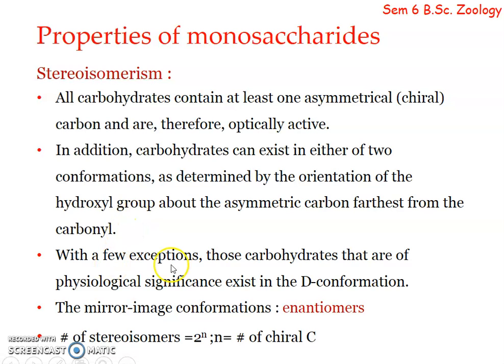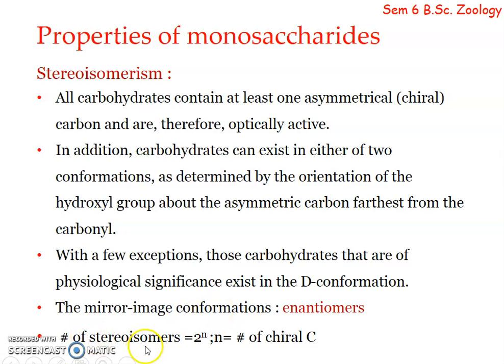Now, with a few exceptions, those carbohydrates that are physiologically significant exist in D conformation. So what it means is all the biologically important sugars or monosaccharides are in D conformation. So D isomers or D monosaccharides are the biologically active molecules. They take part in the formation of oligosaccharides and polysaccharides. Now, as we have already mentioned, enantiomers are stereoisomers that are exact mirror images of each other.